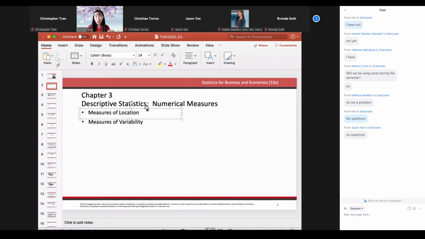So location versus variability, those are the two typical metrics we use to describe our data. It's all about descriptive statistics, just to help other people understand how the data look, right? How students perform in my class. Do they do well? Do they not do well? Are they about the same? Are they very different? So that's what we're trying to do.